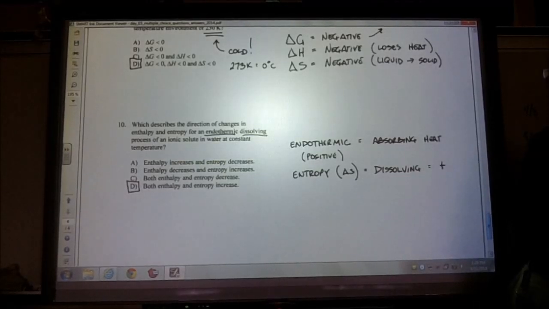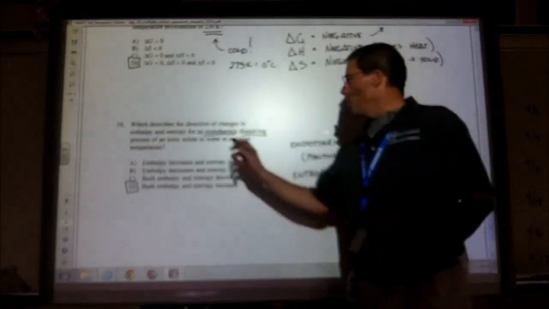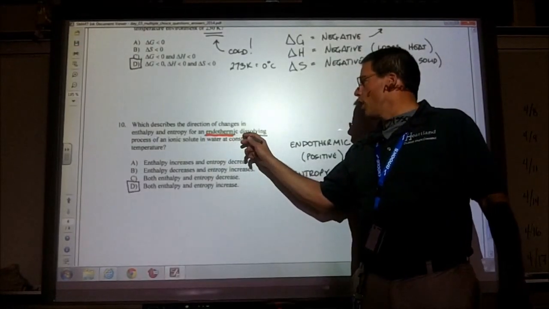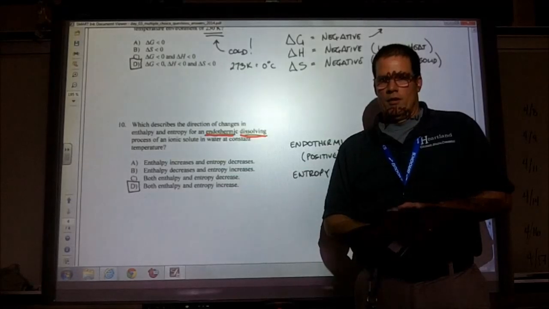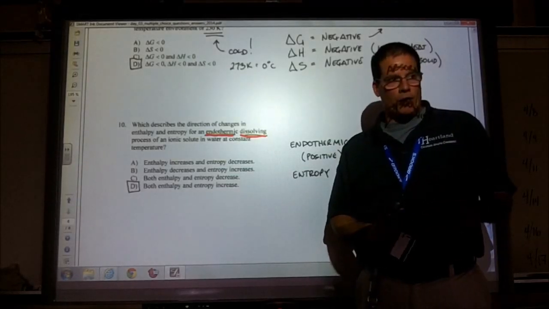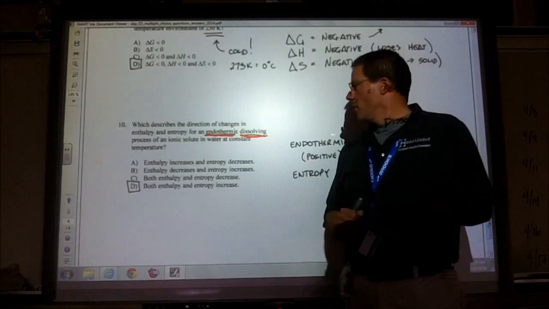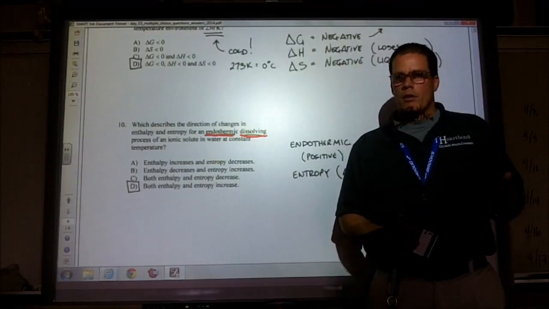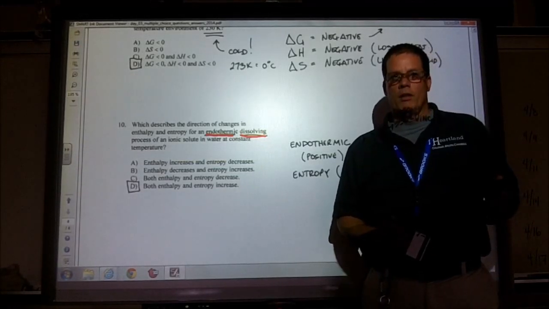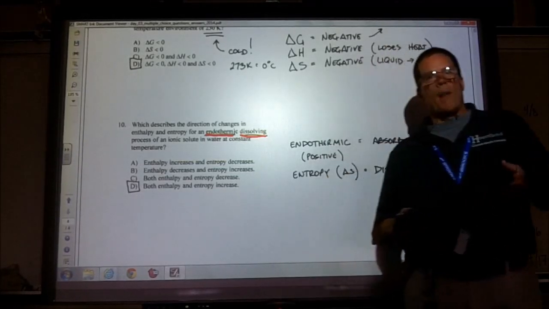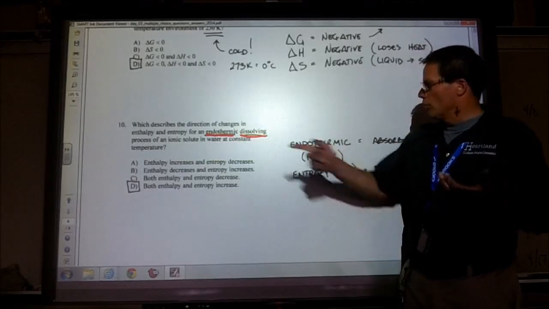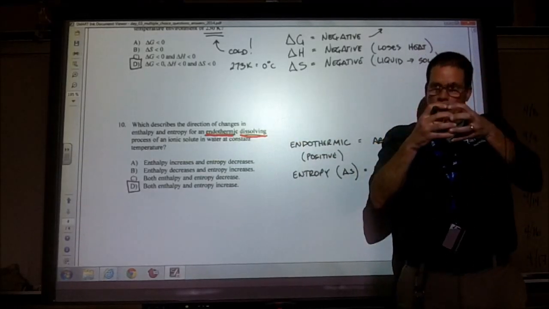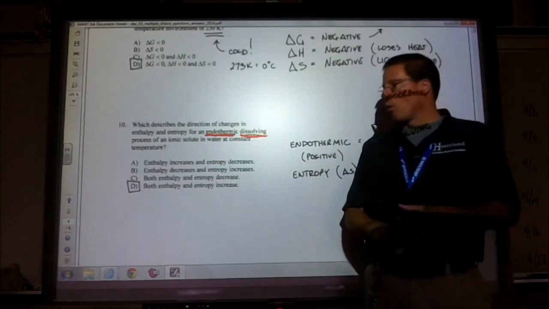All right, which describes the direction of change in enthalpy and entropy for an endothermic dissolving process. Did everybody see that? It's endothermic, so delta H is positive. Dissolving, so therefore the entropy is positive as well. In other words, it's absorbing energy, endothermic, and it's also going from a solid to ions. So it's getting more chaotic.